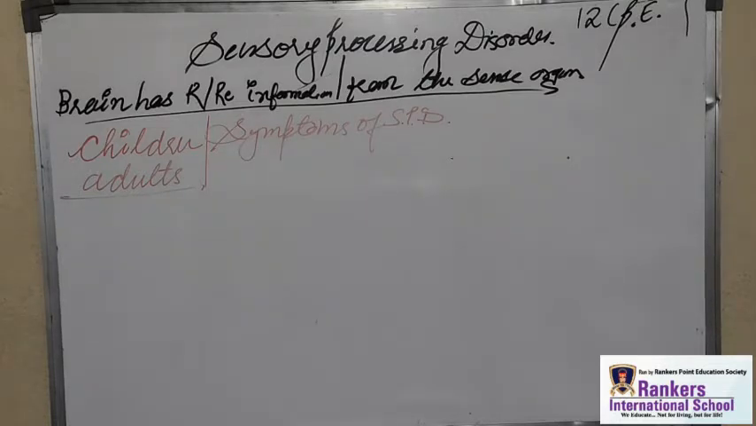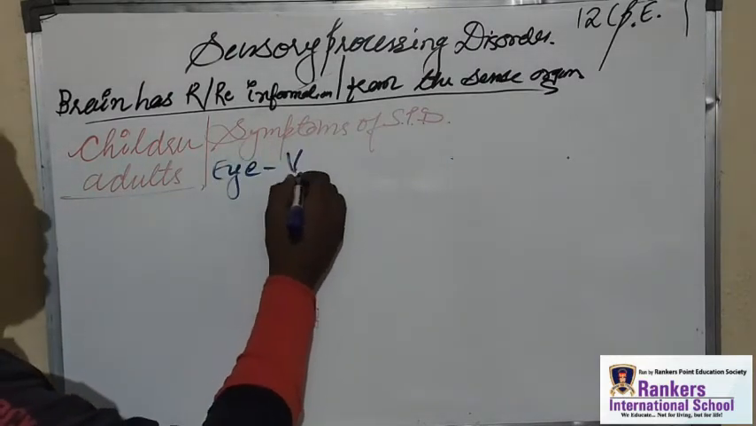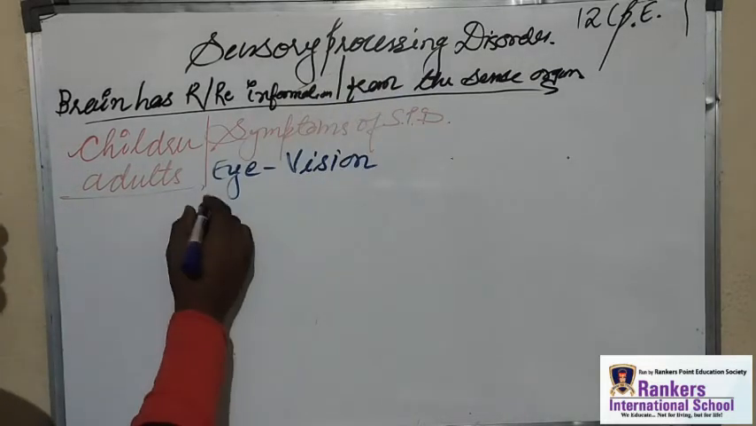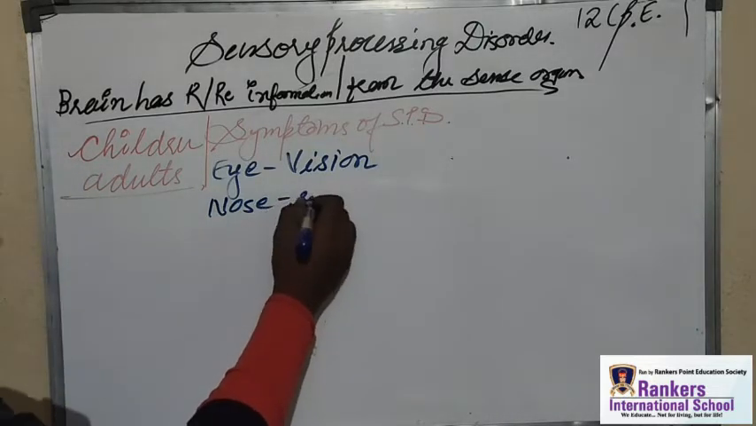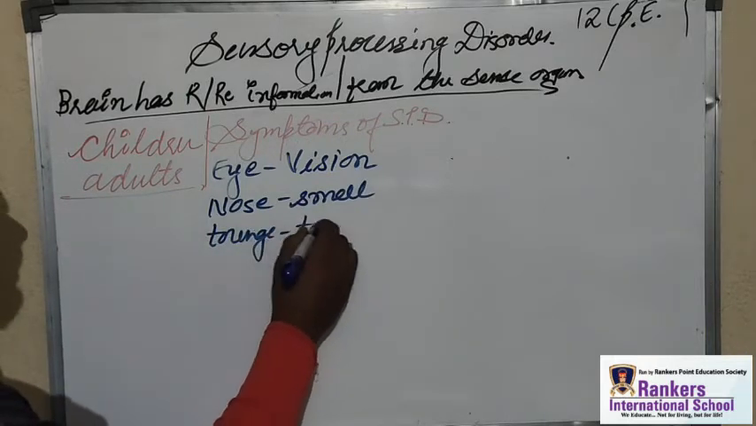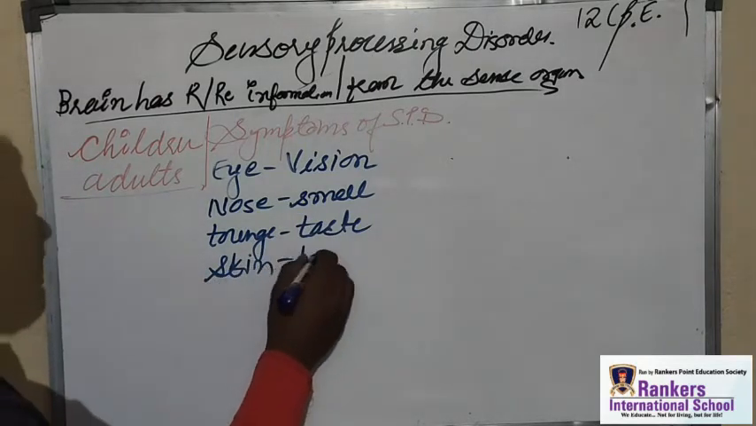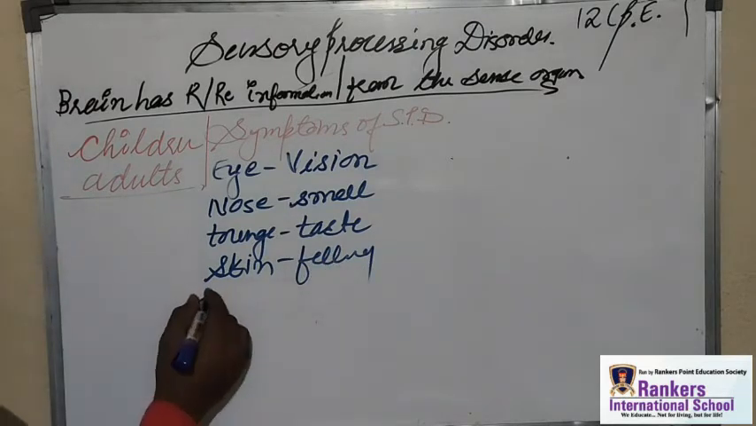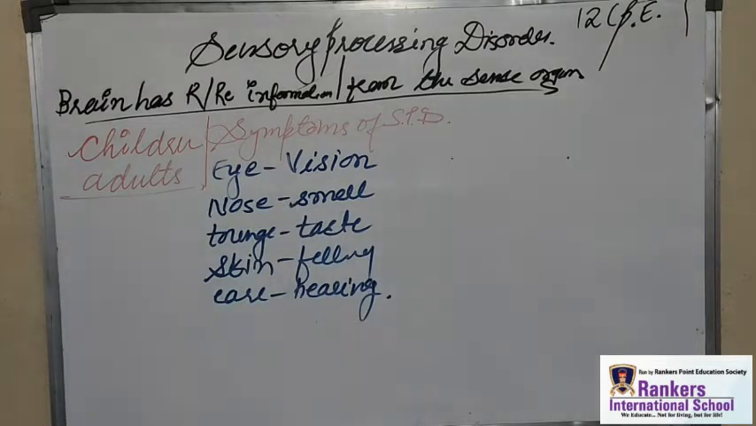So as you all know, the eye gives us the sensation of vision, the nose gives the sensation of smell, the tongue the sensation of taste, the skin the feeling, and the ear gives the sensation of hearing. So when these things are affected, definitely there will be symptoms.